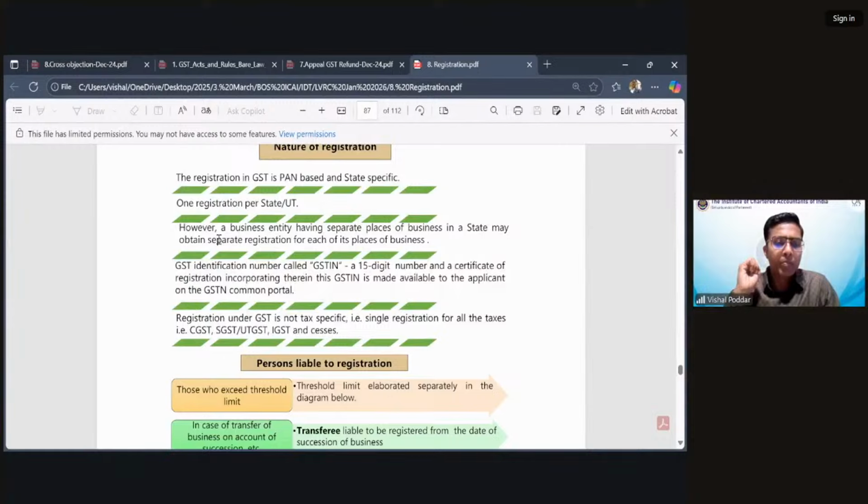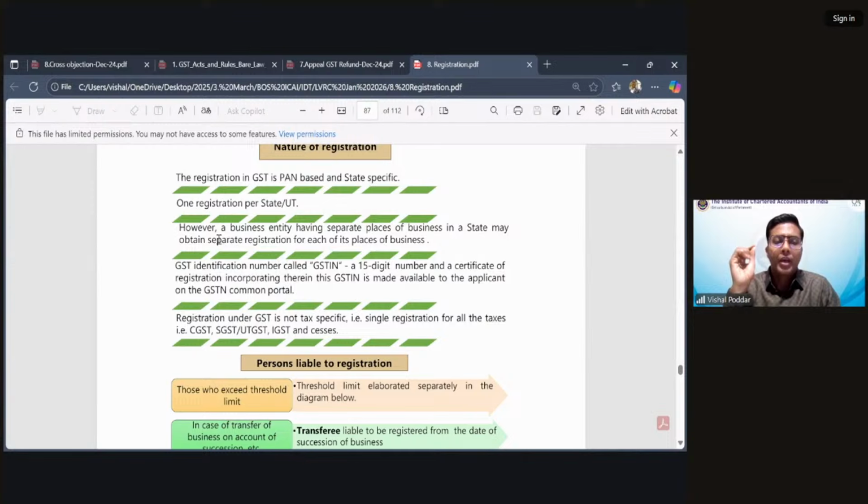One more important point that you need to keep in mind is that if I have offices in multiple places, then every office from where I am making a taxable outward supply, I need to take registration once I cross the threshold. Now, if within the same state I have multiple offices, do I need to take registration for every office in the same state? Here the law says it is optional.